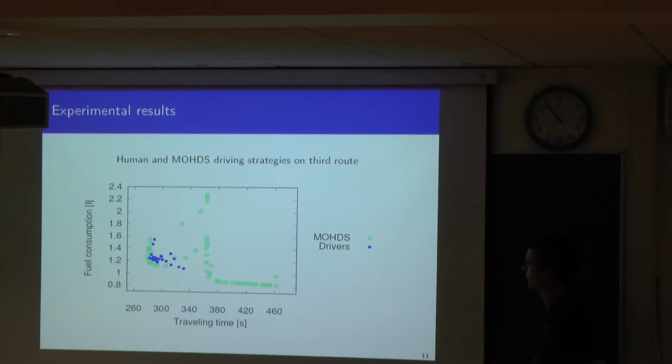And here is just an example on the last route, so this highway. This is shown only for 2 objectives: the traveling time and the fuel consumption, and we can see that the drivers, these blue dots, actually are quite good at optimizing the traveling time, but not so good at optimizing the fuel consumption.